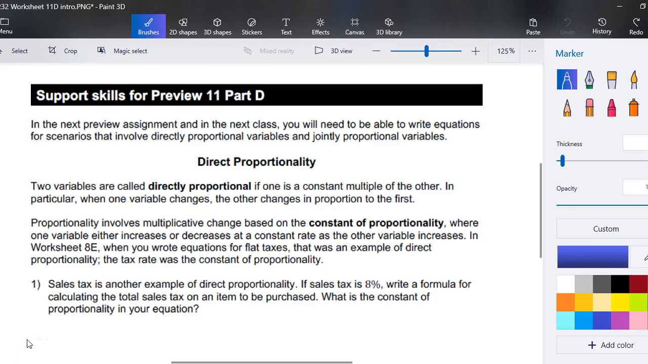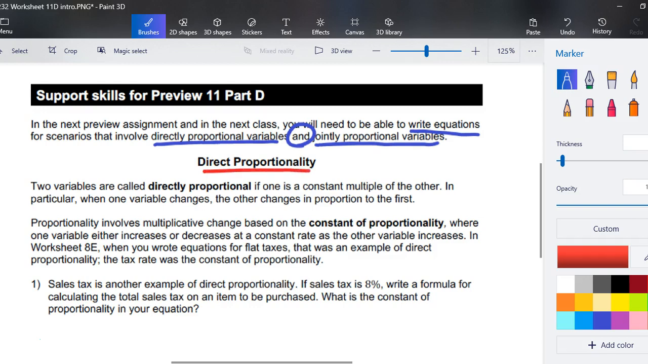Now it's time for Lesson 11D. In the next preview assignment in the next class, you will need to be able to write equations for scenarios that involve directly proportional variables and jointly proportional variables. So let's start with direct proportionality.